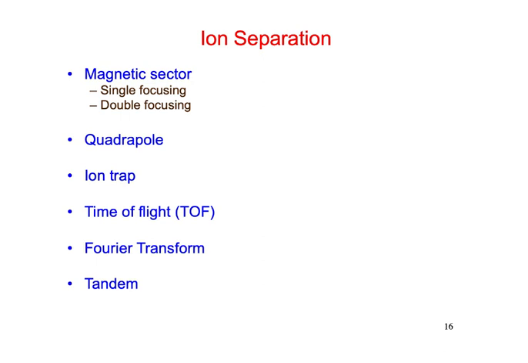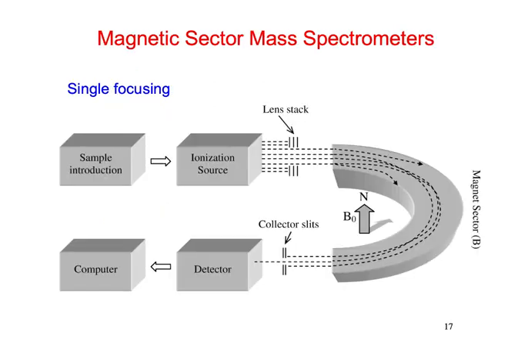Okay, so let's just briefly go over some of these other ion separation methods. I don't know that I have all of these here. This is what we looked at before, essentially a single focusing mass spectrometer. So we use whatever ionization source. I think in some ways you could combine this with different ionization sources.